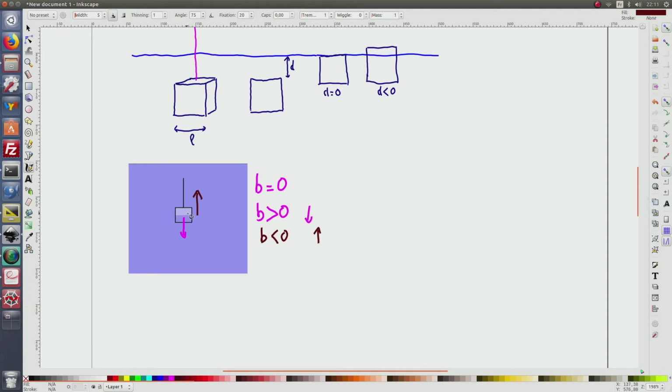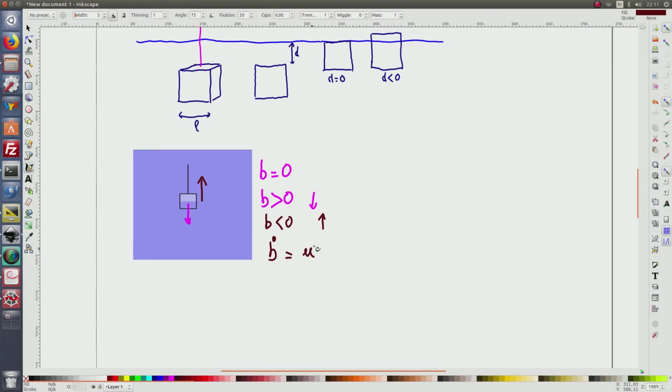We can control this volume thanks to a variable u, and in fact the derivative of b is equal to u. Due to physical reasons, we'll assume that u belongs to [-1, 1], and the volume is also limited, so b also belongs to [-1, 1].